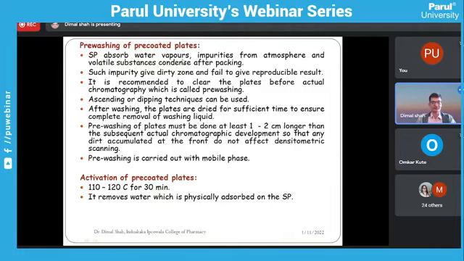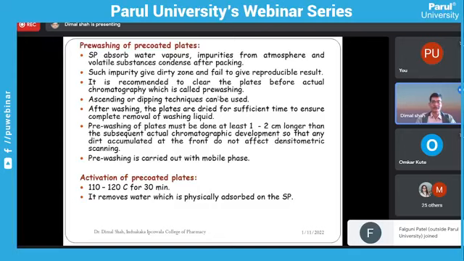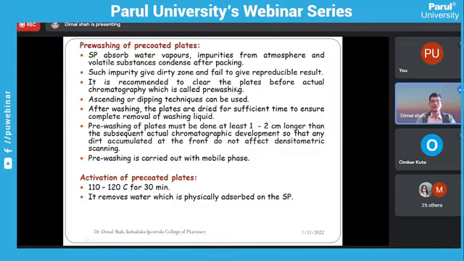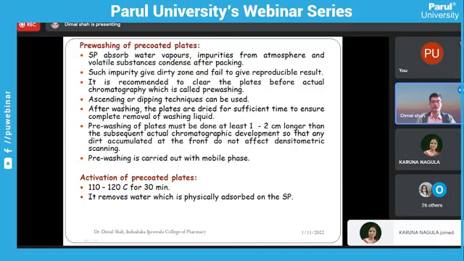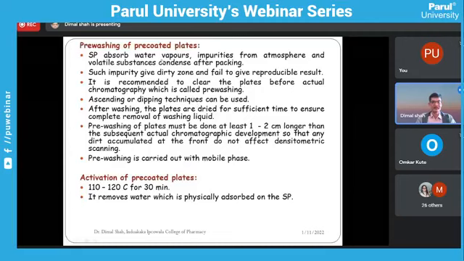Normally, we observe a dark band at the top of the solvent front. That is because of the impurities, volatile substances, and water vapors which are present in a plate. So it is better to pre-wash the new pre-coated plate before you start working. It is recommended to clean the plate before the actual chromatography is carried out, and this step is called pre-washing. We normally carry it out by ascending or dipping, which helps in removing these impurities and water vapors. Normally, pre-washing is carried out using the mobile phase that we are going to use.